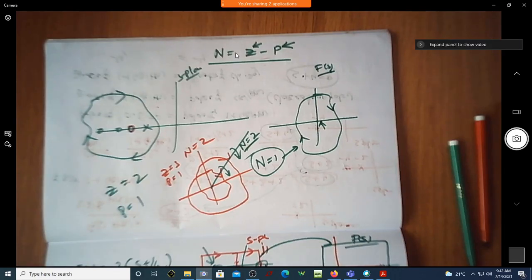Then what is that? Z is the number of zeros of f of s enclosed by the contour in S plane. P is the number of poles of f of s enclosed by the contour in S plane. Perfect. Okay. With this idea, we will just move on.